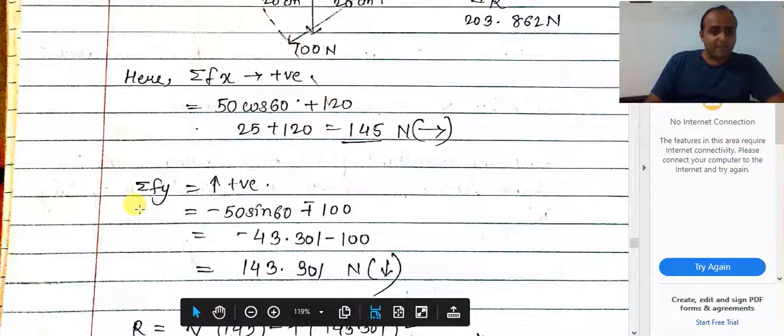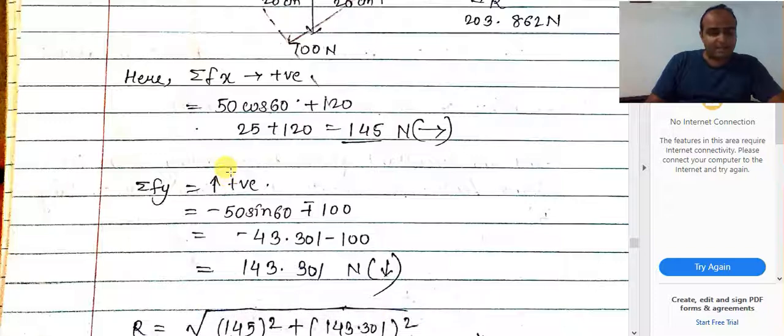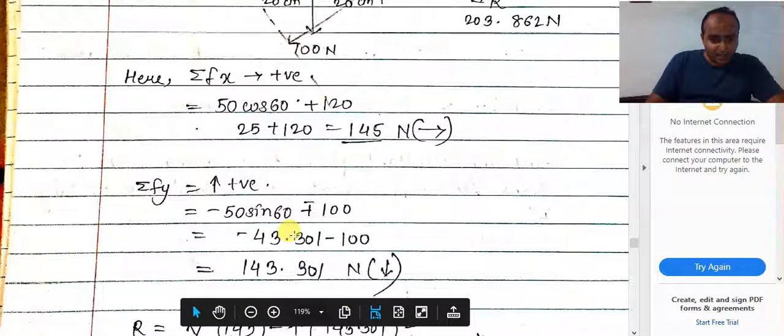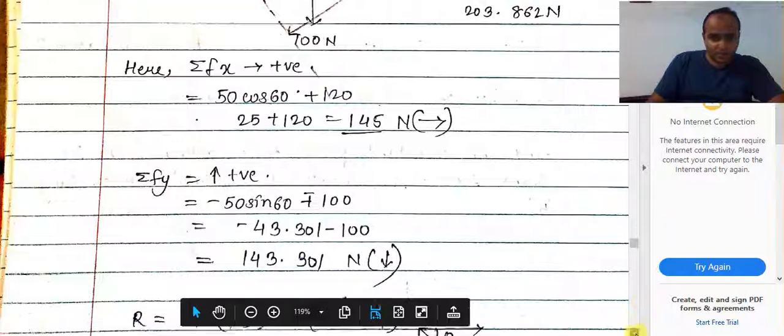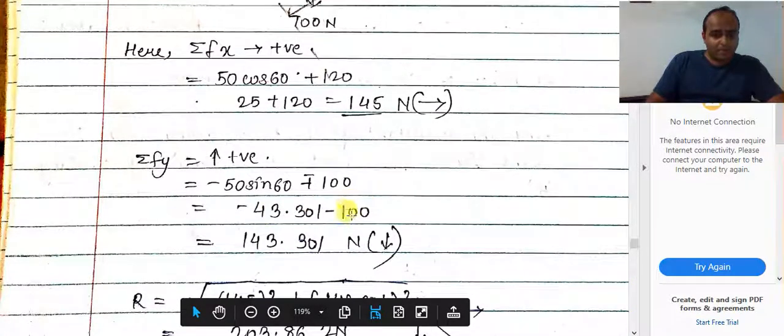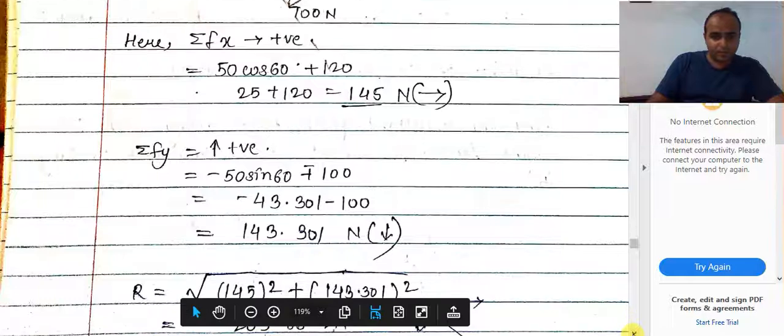Now if I take this, here it will be summation Fy, taking it in upward sense as positive, minus 50 sin 60, because it is acting vertically downward, minus 100, it is not plus 100, minus 100. So as you can see the value over here comes out to minus 143.301. That is why it is taken as 143.301 Newton acting vertically downwards.